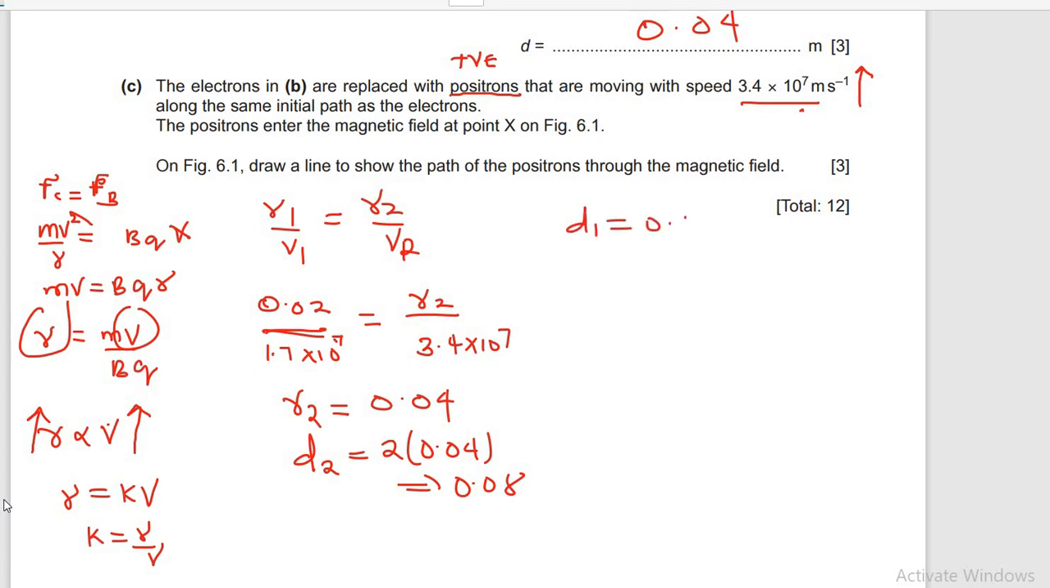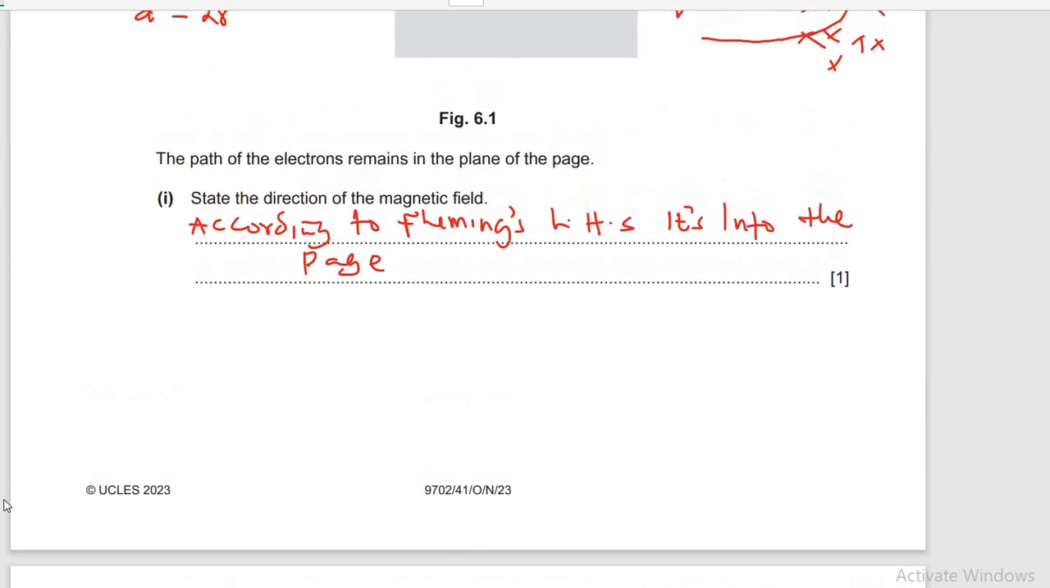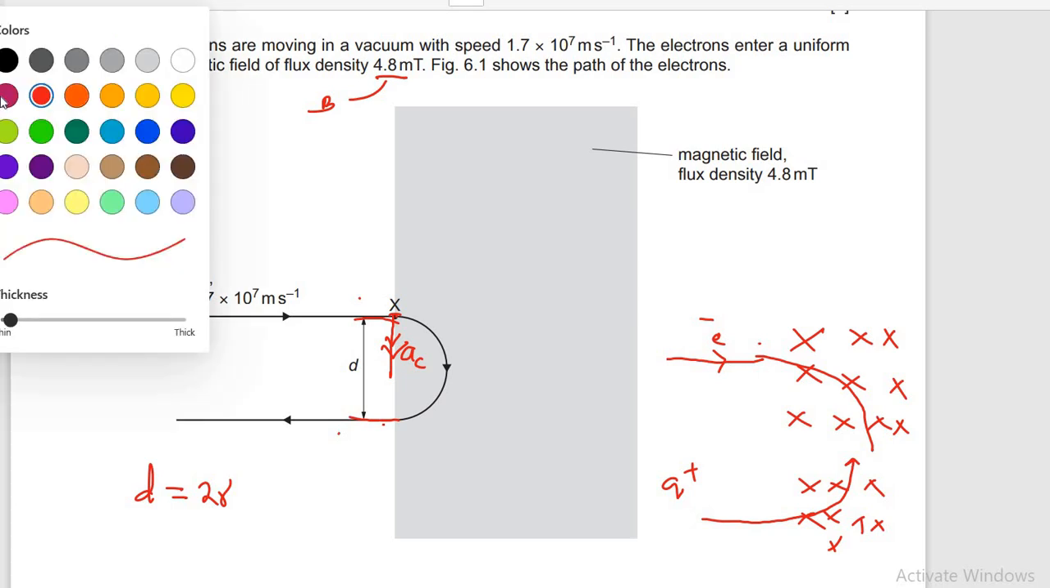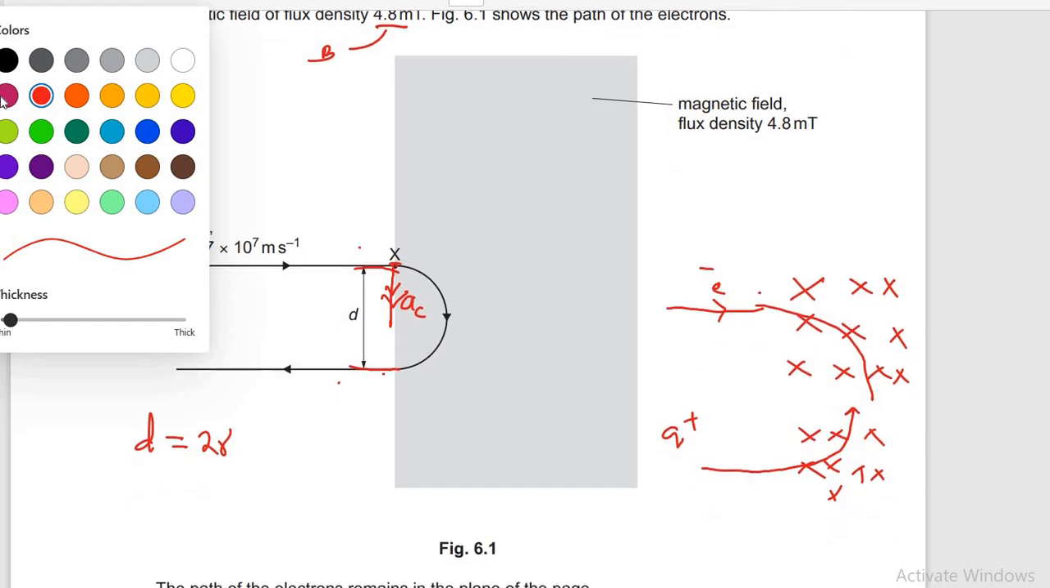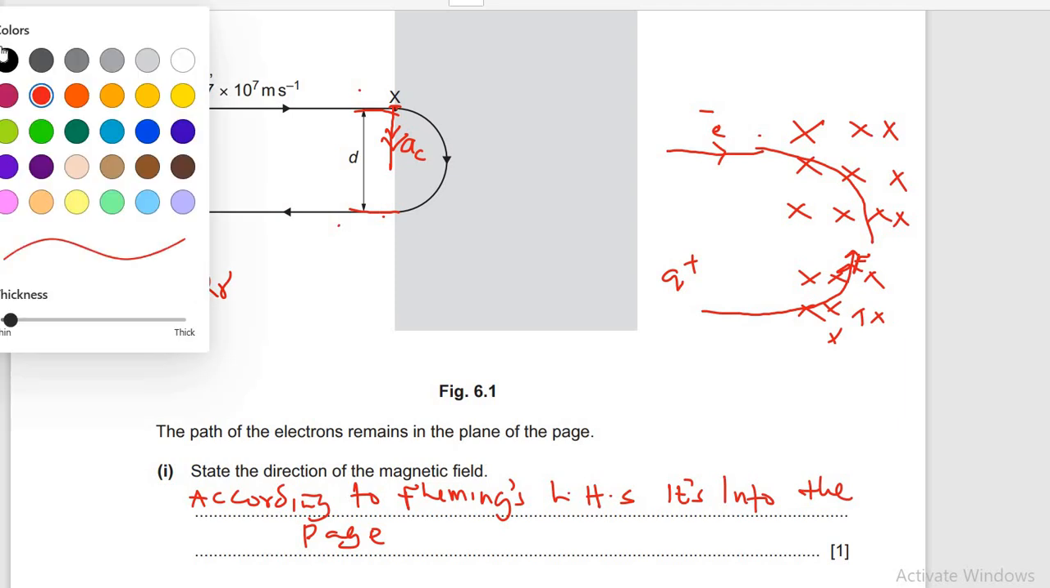Remember that the first diameter is 0.04. Now, which means that the new diameter is twice the first diameter. So let's go back to the sketching, and this time around the charge is positive. Look at what I did before. When it's positive charge, what force? What I did before, the force is upward. Can you see this? The force is upward.